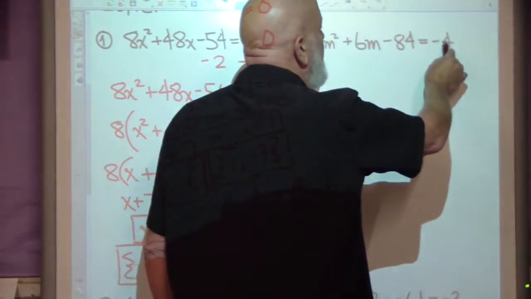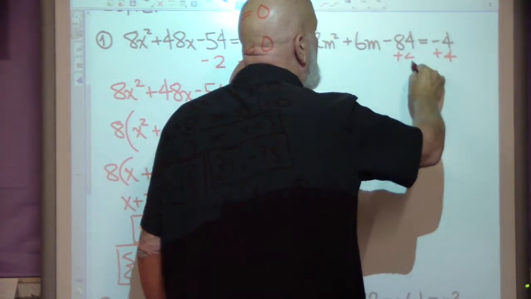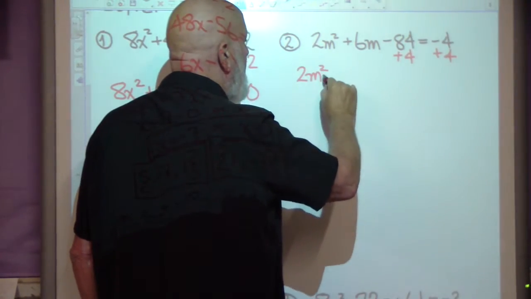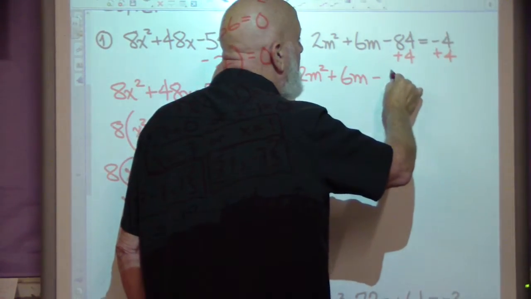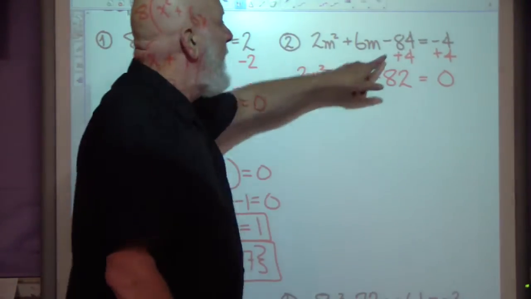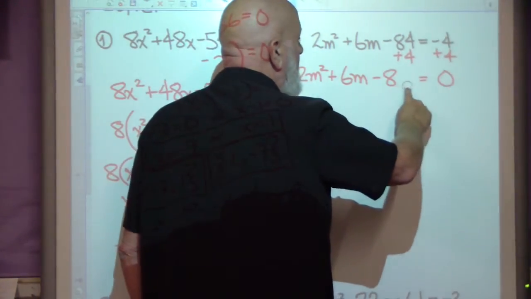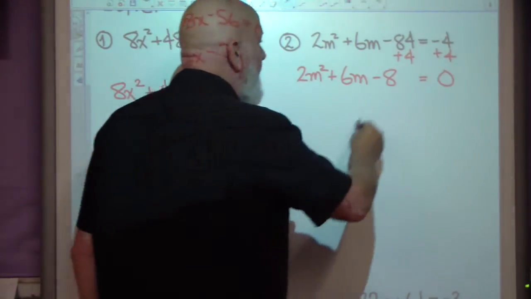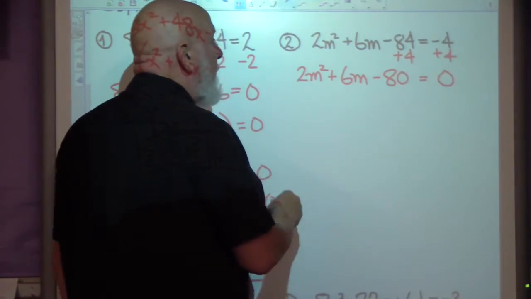First thing I want to do is set this equal to 0, so I'm going to add 4. This will give me 2m squared plus 6m minus 82 is equal to 0. Okay, oh, that's not 82. I'm an old man, I can't add or subtract. These are different signs, so I subtract. 84 minus 4 is 80, not 82. And I keep the sign of the one with the greater absolute value. And now I'm going to try to factor.